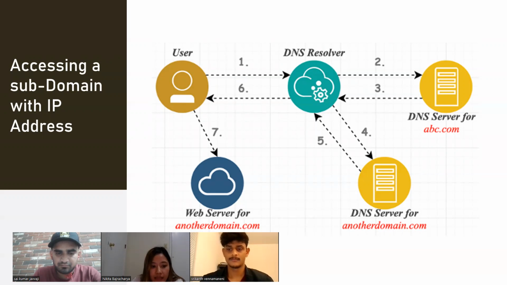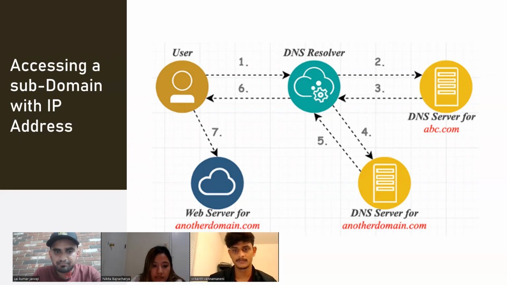At step 5, an A record is found regarding the required website of anotherdomain.com. For example, say it's 1.1.1.1. This IP address will then be returned to the DNS resolver. At step 6, the DNS resolver will respond with this IP address, which is 1.1.1.1, to the user. And finally, at step 7, the user will establish the connection to the web server of anotherdomain.com using the same IP address, that's 1.1.1.1.